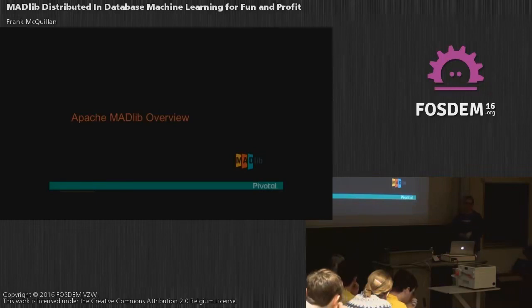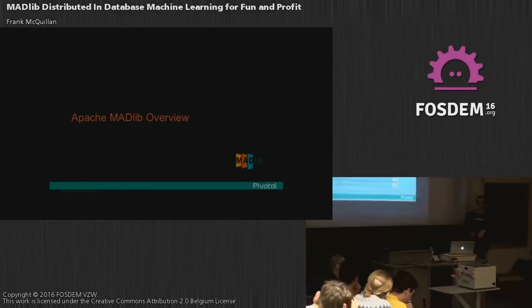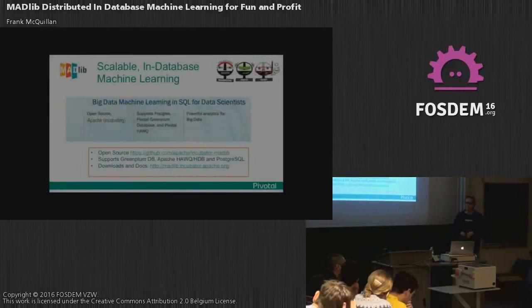I'd like to go into a bit more detail on MADlib and talk about the capabilities of MADlib as well as the architecture. Okay, so MADlib is about scalable in-database machine learning. It runs in database, as I said, in Postgres, Pivotal Greenplum Database, as well as Apache HAWQ. And the two key things about MADlib to remember are scalability and performance.